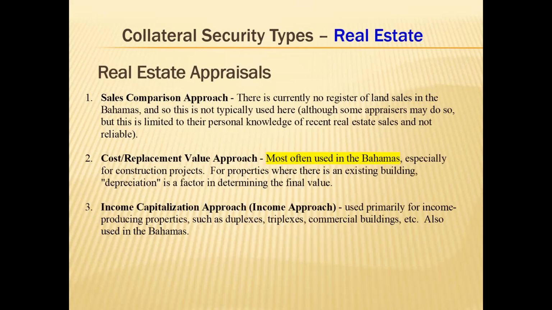So going back, the sales comparison approach may be one value, right? The cost replacement value approach may be a different value. And the income capitalization approach may be a different value. But if they're done properly, there should be some correlation or similarities in the values. Okay, so there shouldn't be these big discrepancies. But what we find is that the cost replacement value approach is by far in the Bahamas the highest of the values.